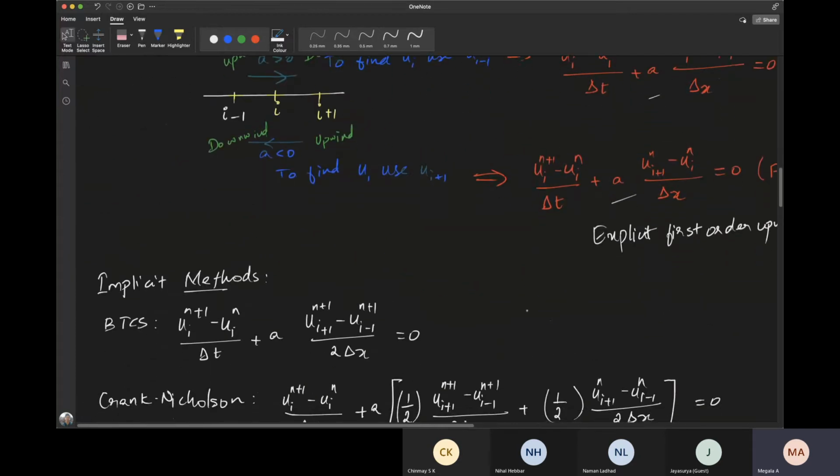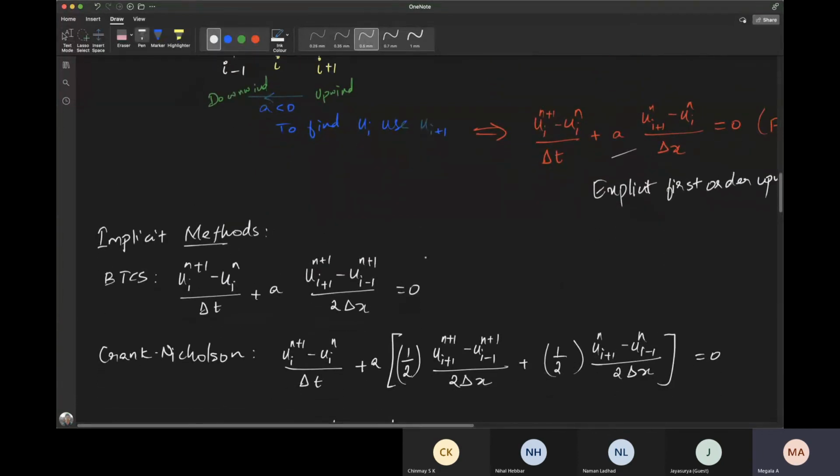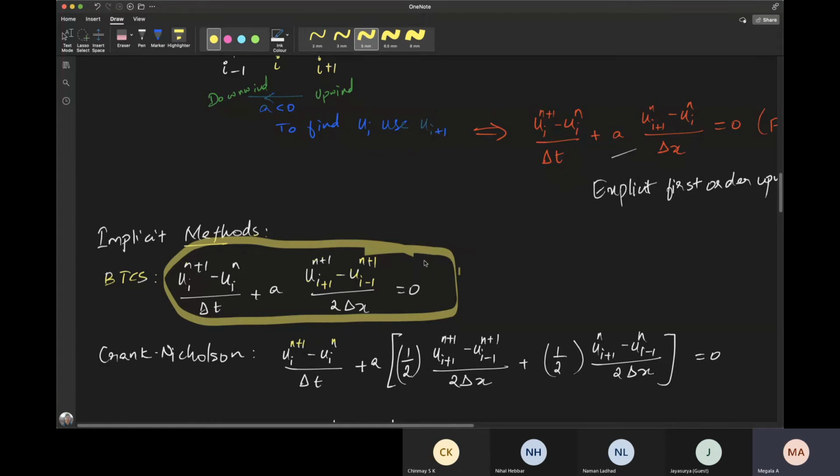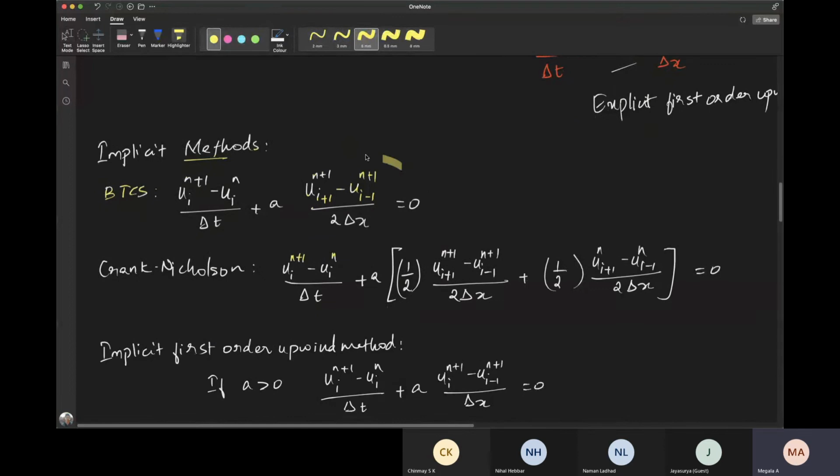Now let us look at some implicit schemes, wherein there will be many unknowns that are at time step n plus 1. So here let's see BTCS, a variation of FTCS. All the variables here are at time step n plus 1. So this is our backward in time and central in space scheme. This is a fully implicit scheme, and this is stable, unlike FTCS. So this is a stable scheme.